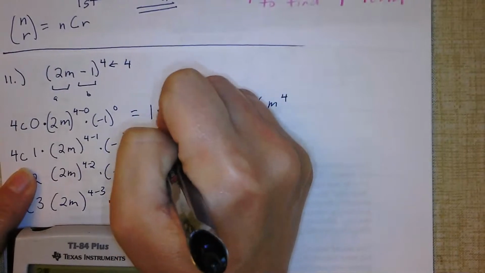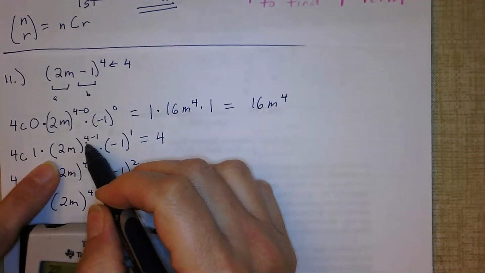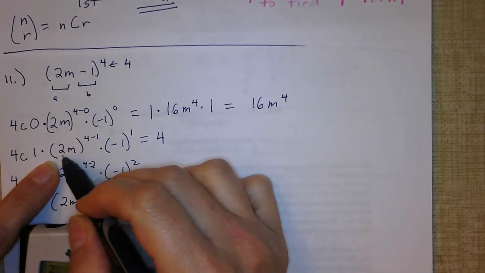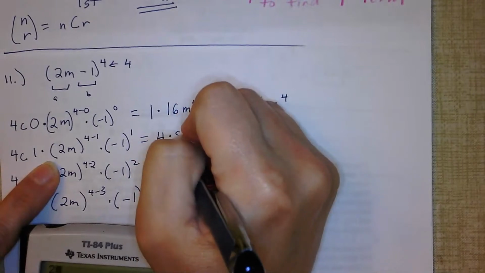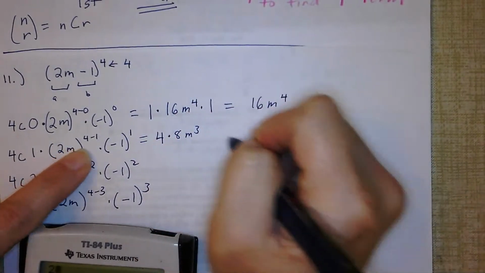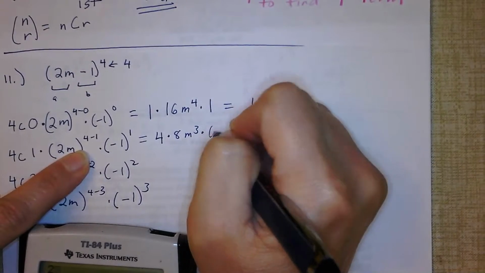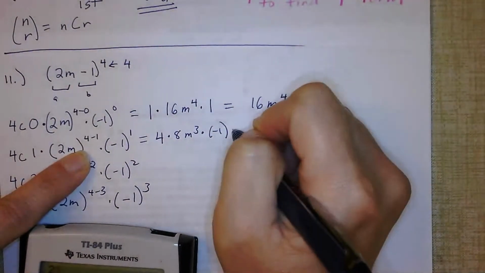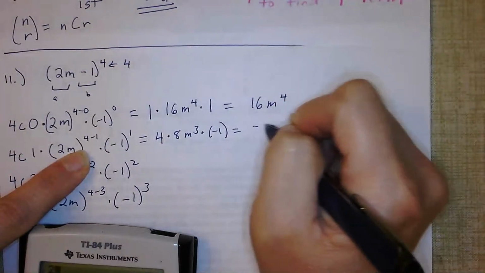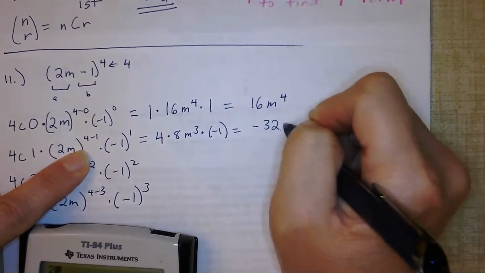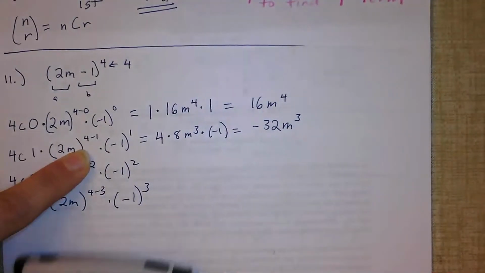4C1 is 4. When I do 4 minus 1, I get 3. 2 cubed is 8, m to the 3rd. Now this one, negative 1 to the 1st is going to be negative 1. So now when I multiply my coefficients together, I'm going to get negative 32 m to the 3rd.